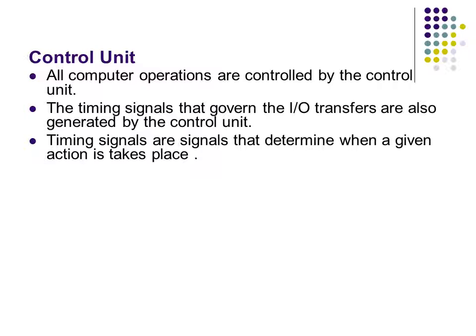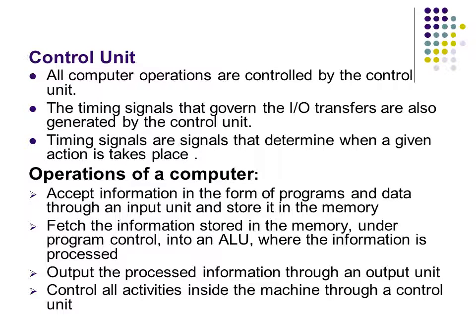All the operations in our computer are controlled by the control unit. The timing signals are generated by the control unit, and timing signals are the signals that determine when a given action is going to take place. And now the final key points of the operations of our computer: accept the information in the form of programs and data through an input unit and store it in the memory, and fetch the information stored in the memory under program control into an ALU, where the information is processed, output the processed information through an output unit, and control all activity inside the machine through a control unit.